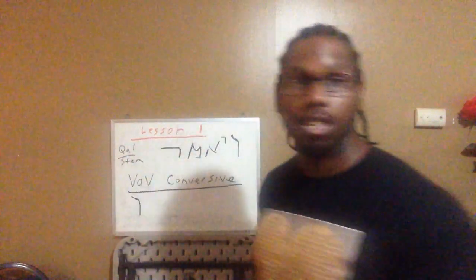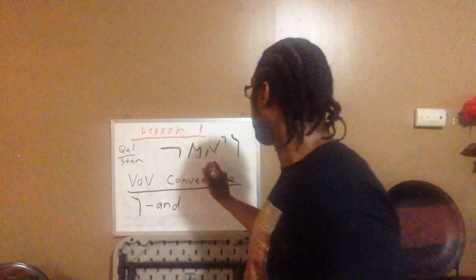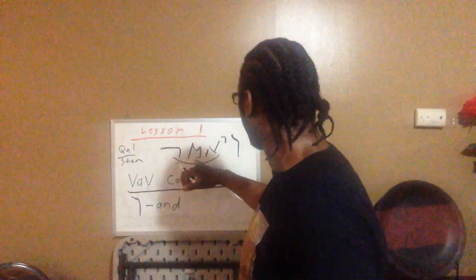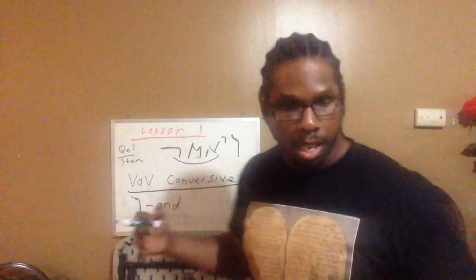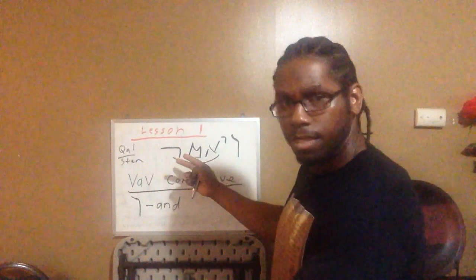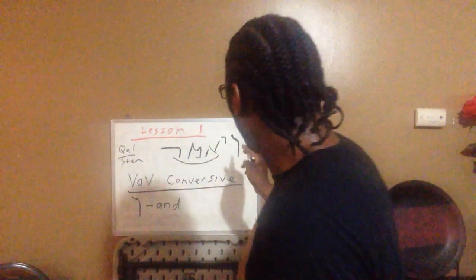Now, this right here, this is what they call a vav. Now, a Vav Conversive is something that converts the verb to, I would say, like a past tense, future tense. So in other words, it'll do like this.